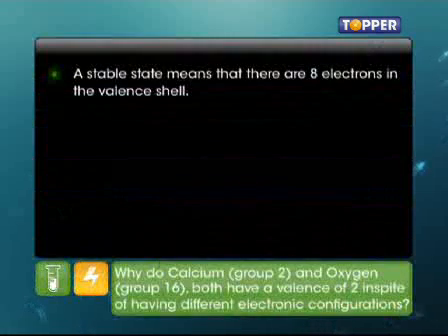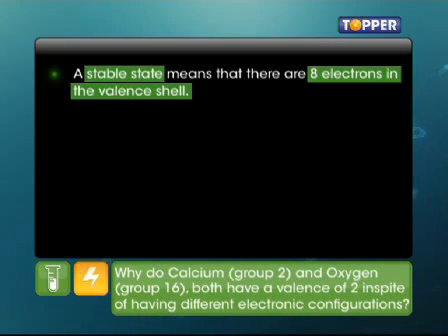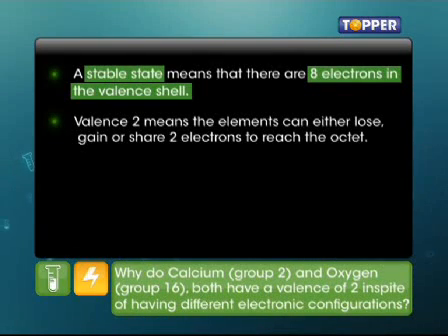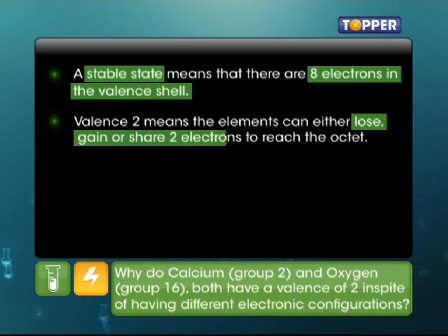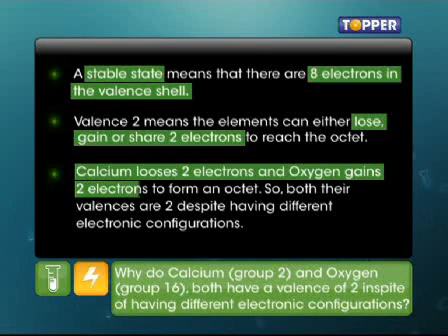That is a very good question. Till now, we have learned that while combining, an atom tries to reach a stable state. As you have seen, this stable state means 8 electrons in the valence shell, and valence 2 means that the element can either lose, gain, or share 2 electrons to reach the octet. In this case, calcium loses 2 electrons and oxygen gains 2 electrons to form an octet, and so both their valences are 2 despite having different electronic configurations.